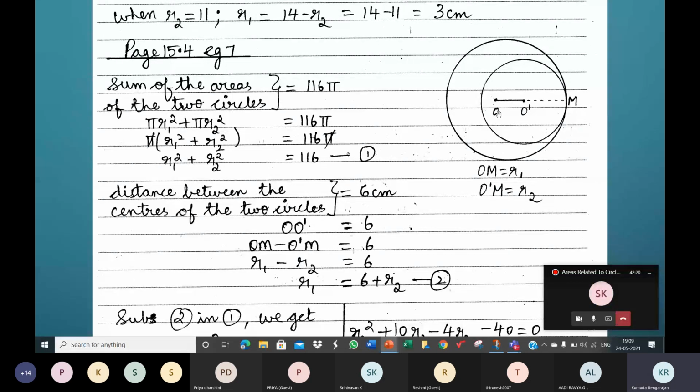So see here, this is how we consider two circles that touch each other internally. So here they touch each other internally at M. The circles are touching internally, and the point where they touch is M. So let O be the center of this big circle and O dash be the center of the small circle. Then this is the distance between their centers.